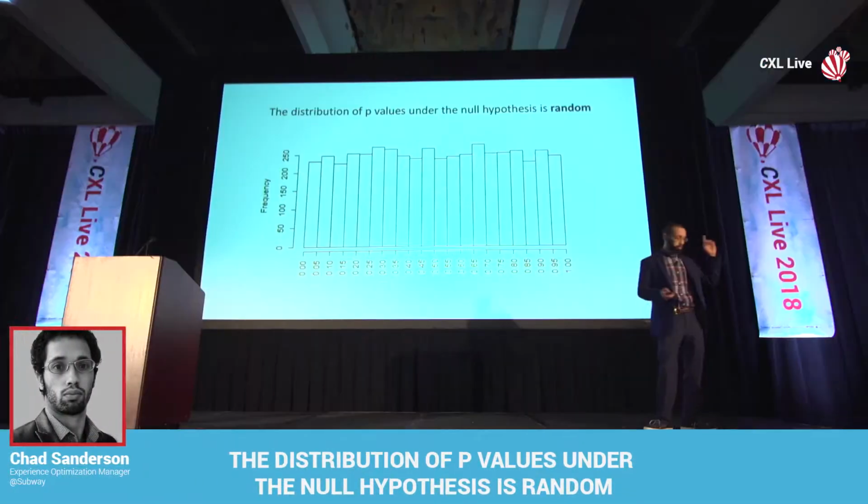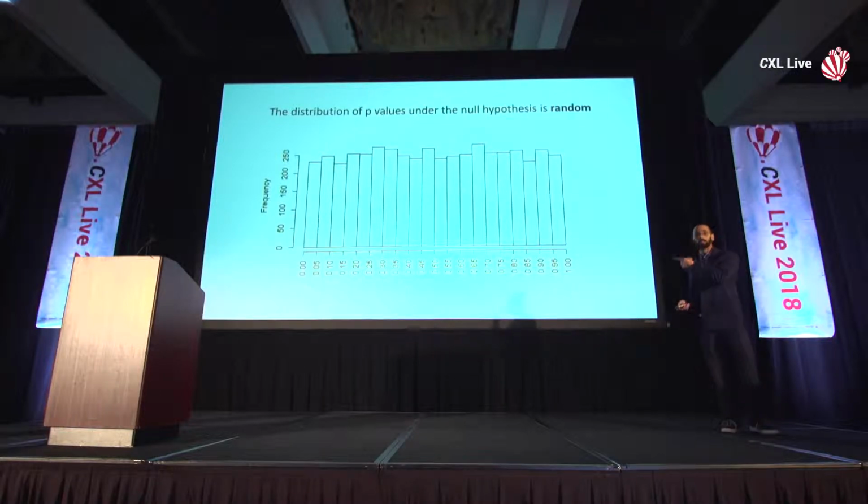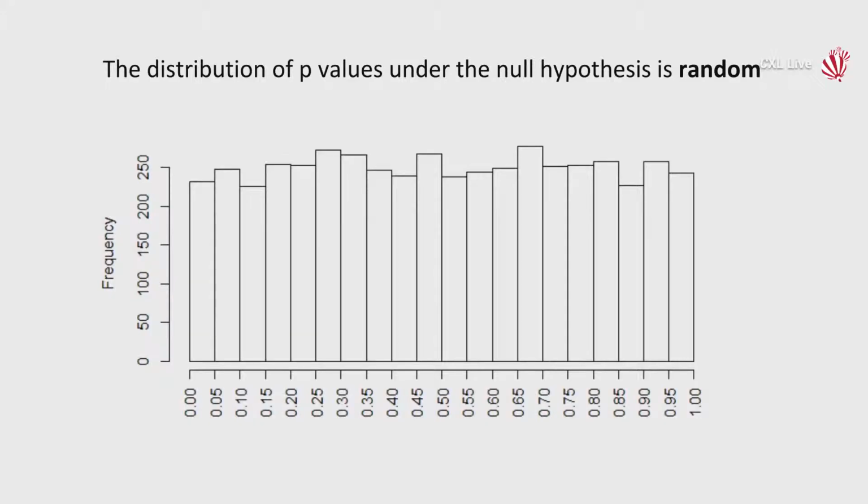All right, so this is probably the most important thing that I'm going to show you here today, and I want you to pay really, really close attention to this. Super, super hyper important. The distribution of p-values under the null hypothesis is random. That sounds a little bit like word salad, right? But we just learned what all these terms mean, so let's kind of break it down a bit.